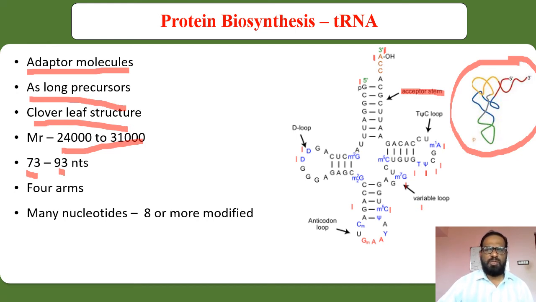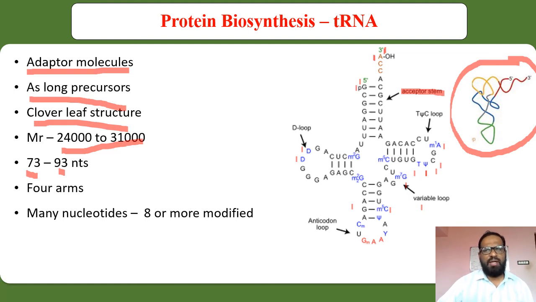And if you take the first position itself, this is called the guanosine. The first nucleic base of the tRNA will always be guanine, and it is phosphorylated. Now if you take this particular structure, out of the complete 73 to 93 bases, somewhere about 8 to 10 bases are modified.